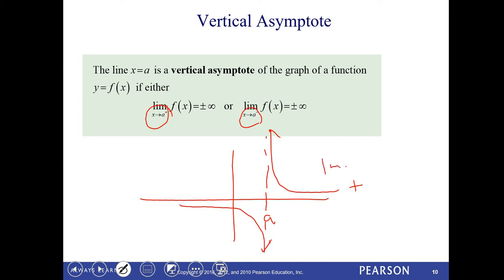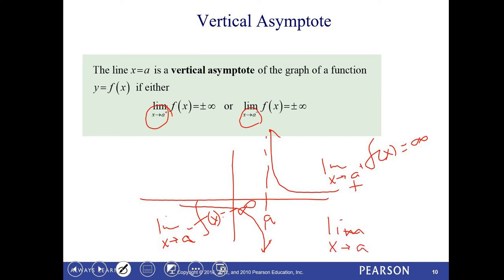So this would be the limit as x approaches a from the right, and in the drawing that I have made, that would be infinity. And this would be the limit as x approaches a coming from the left-hand side, and that would be negative infinity. We're going to talk about the fact that in this case, the limit as x approaches a, which would imply from either side, does not exist. DNE. I ran out of room there. Okay, so we'll talk about that in a second.